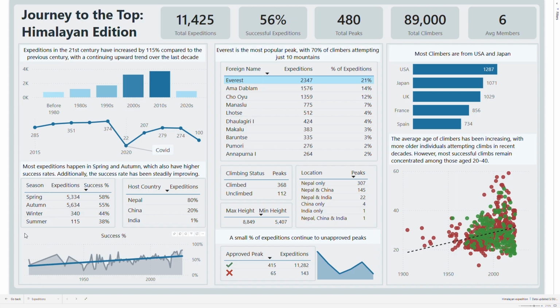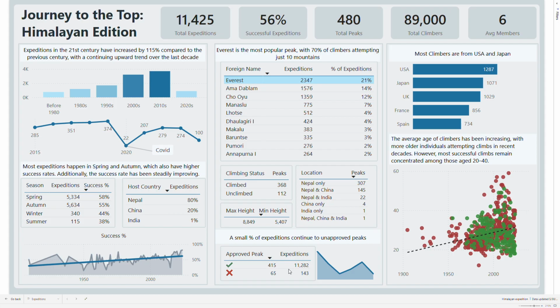And over here, these are the seasons and the number of expeditions and success rates in each season. The expeditions and success rates are both high in spring and autumn. Most of the expeditions start from Nepal. This is a trend showing the success percentage over the years. Due to maybe better equipment or better routes, success rate is constantly increasing, which is a really good thing.